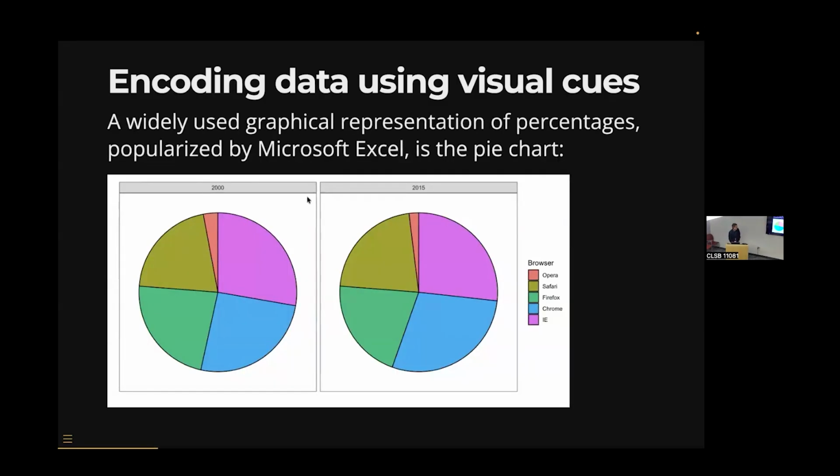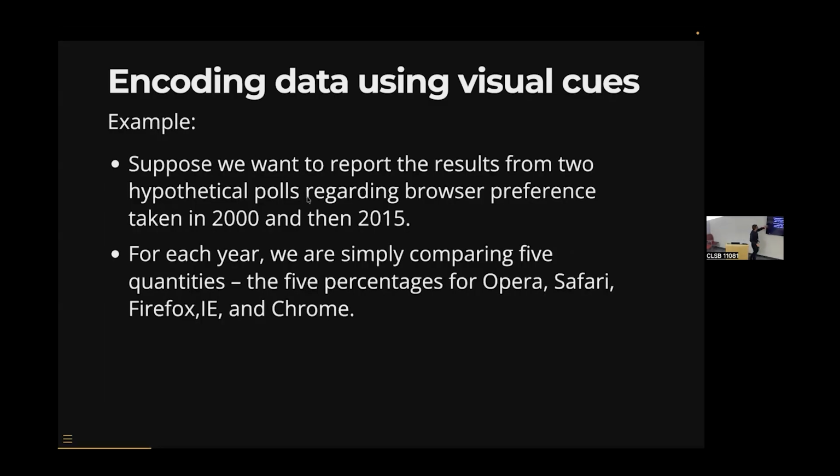This is all over the place because I think Excel made it really easy to make. It must have been like 30, 40 years ago when pie charts started showing up everywhere. But this is the example. This is a real example. Or is it? I think it is. It's percent of users of browsers, 2000 and 2015.